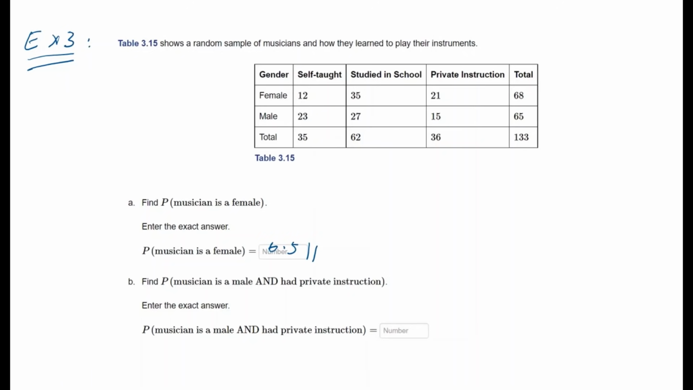And similarly, in part B, we have to find the probability that the musician is a male and had private instruction. So we have to choose the row that represents males and the column that represents private instruction. And we see that the number at the intersection of the row that represents male and the column that represents private instruction is 15. So if we divide 15 by the total number of males and females, that is 133, we get the number 0.112.